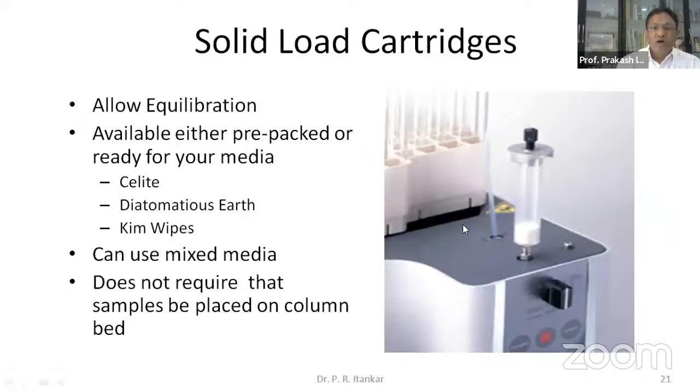What we need to understand now is how to load the sample. These are the different cartridges for loading the samples. If you have a solid sample, you can load it in this particular syringe-like system, which is right above the handle that we have seen, and below this handle we have the column placed. So they are either pre-packed.